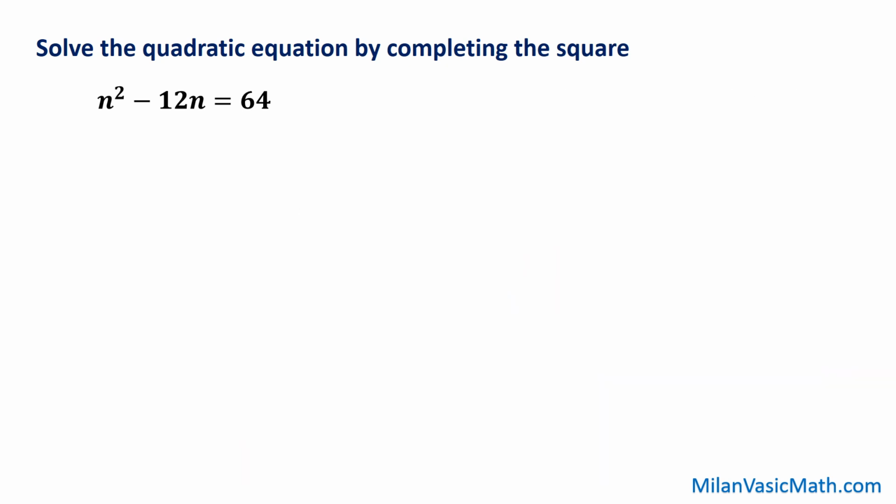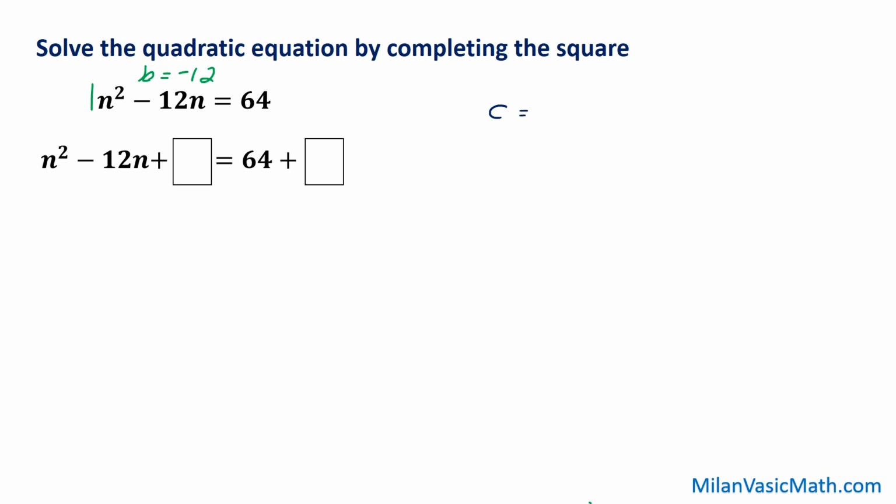Solve the quadratic equation by completing the square. We have n squared minus 12n equals 64. So first I'm going to rewrite this with a little bit of room, and I need to figure out the c value that will make the left side a perfect square trinomial. And that will allow us to take the square root of both sides. So looking here, the b value is negative 12, a is 1, which means we can move ahead, and let's figure out the c value. So c equals, I'm going to do all my scrap work on the right side. So my main work is going to be on the left, scrap work on the right.